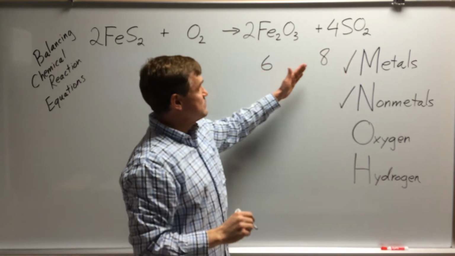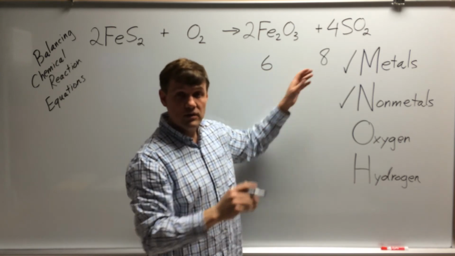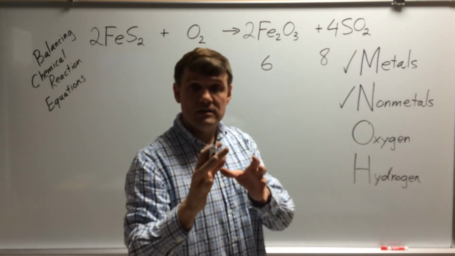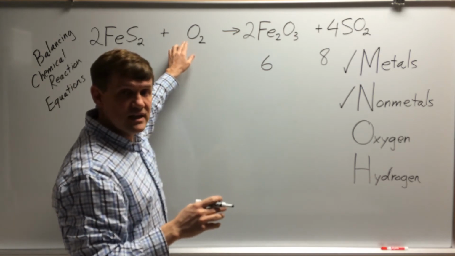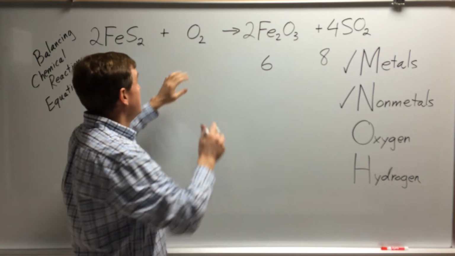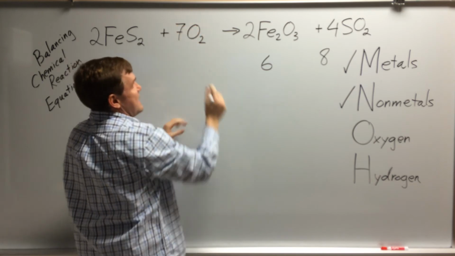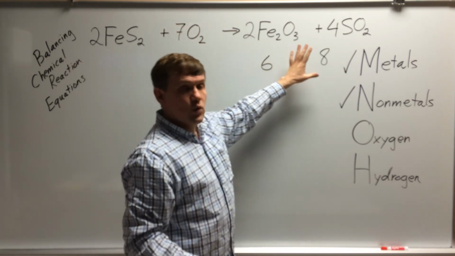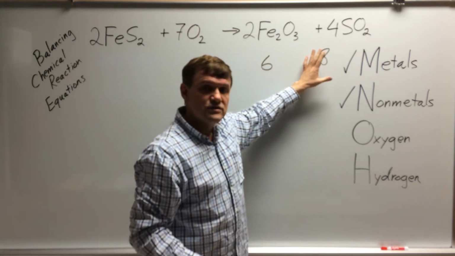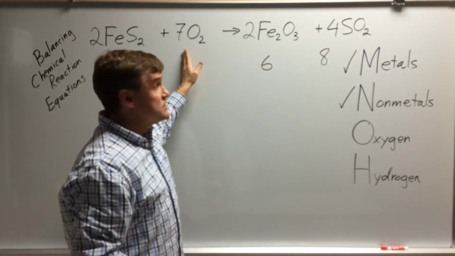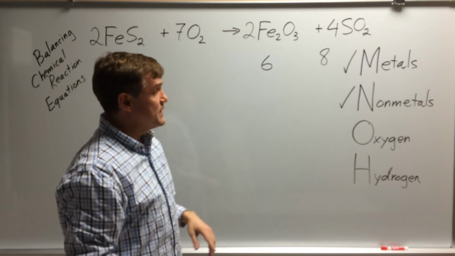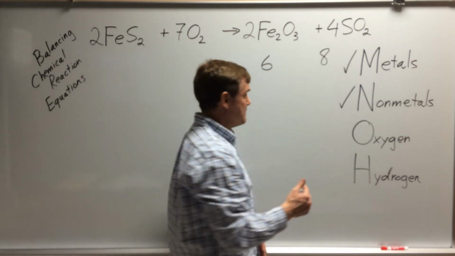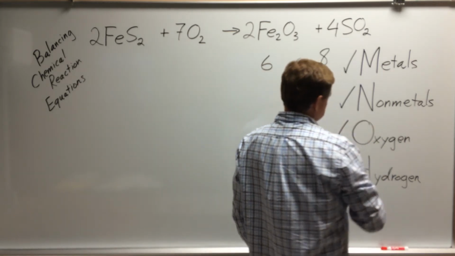So I have 6 plus 8 oxygens on the right side. That gives me 14 total oxygens. And if I put a 7 in front of this, I can get 14 oxygens there. If I had not done this step, I would always have an odd number of oxygens on the right. This would never work. So by doing that little trick there, I can now get my oxygens balanced, at least as an interim step.